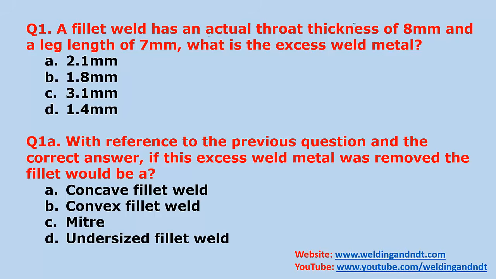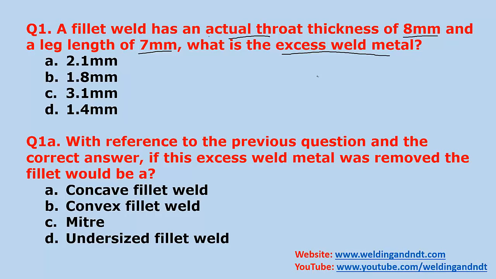Our first question is: a fillet weld has an actual throat thickness of 8 mm. The actual throat thickness is 8 mm and leg length is 7 mm. What is the excess weld metal? So it is asking what will be the excess weld metal. It is very simple. First you have to calculate the design throat, and you can subtract the actual throat from the design throat to get the excess weld metal.